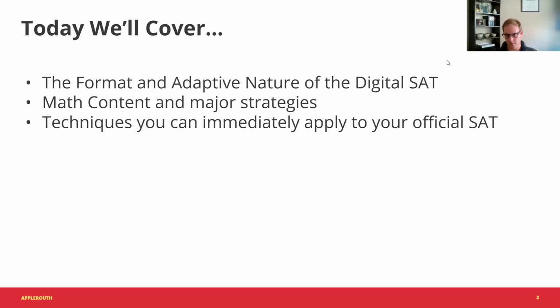Here's our plan for the day. We're looking at the format and adaptive nature of the digital SAT. All SATs now are offered just by computer, so there is no such thing as a paper test, unless you have like very extreme accommodations, I suppose. But generally, everyone who's taking the SAT now will take it on the computer.